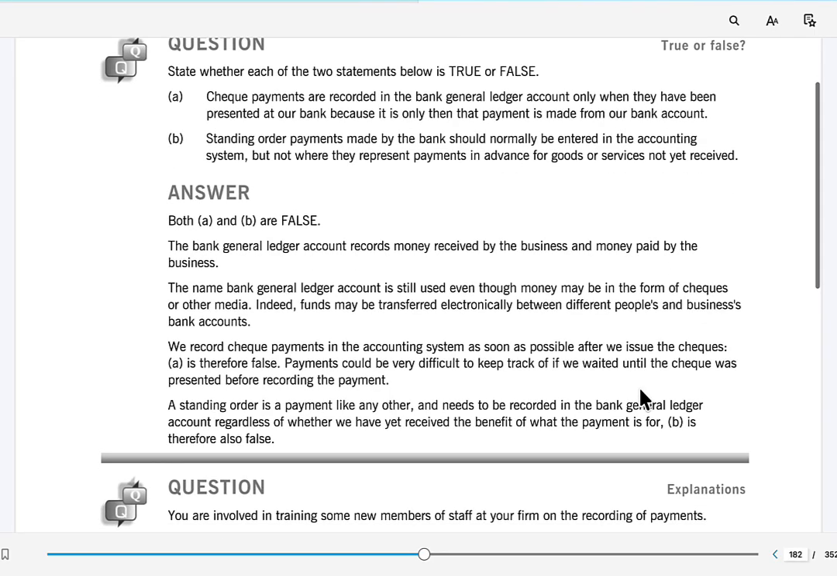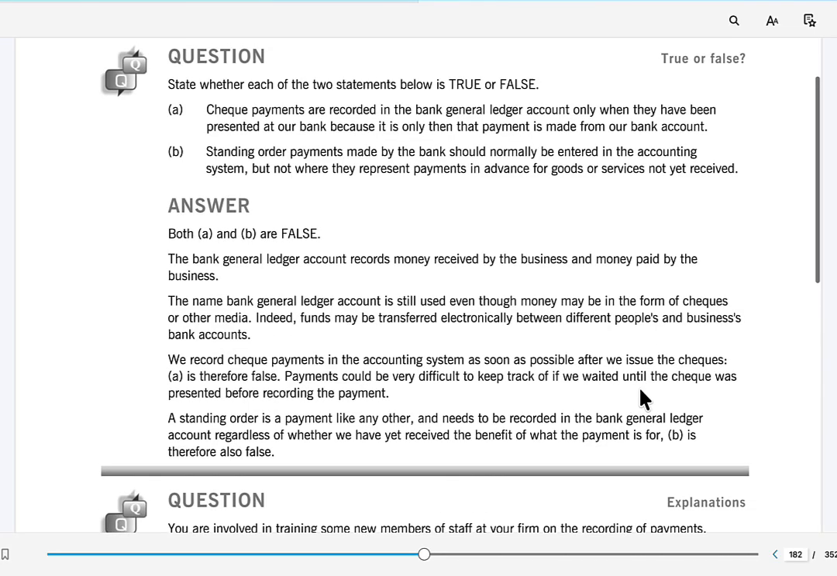The first question. In this question, the book gives you 2 statements. Your job is very simple. For each statement, you must decide if it is true or false. So this is a checking question. It is testing your understanding of one key idea. When do we record a payment in the accounting system?